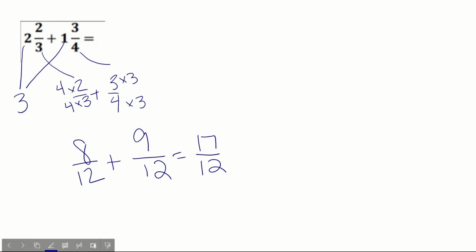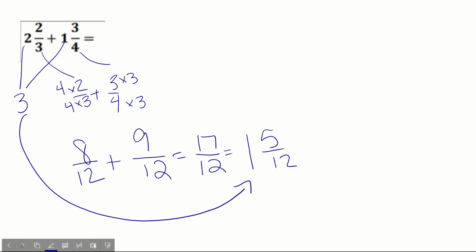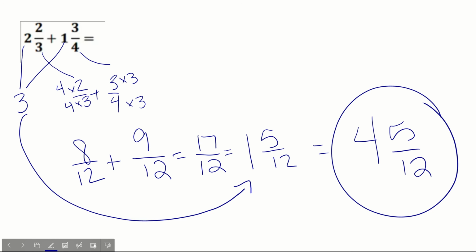Now that's an improper fraction. That 17 is larger. So I need to turn that into 1 and 5/12. And I cannot forget that whole number of 3 I had from before. I add it with the 1 to get 4 and 5/12.